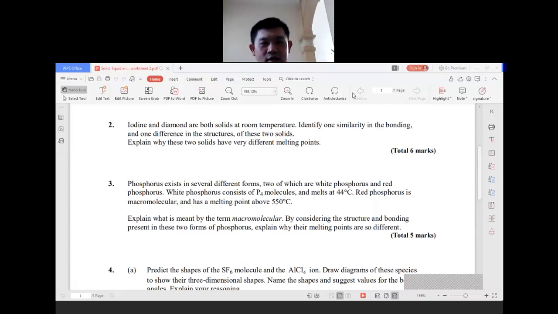What is the structure in diamond? Diamond has covalent bonding. It is correct. Atta already told us the answer. It has covalent bonding. And then what is the molecular structure of iodine?